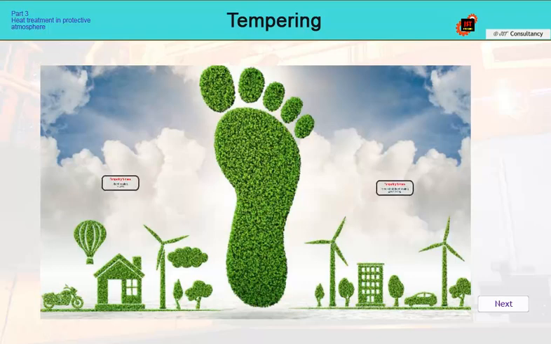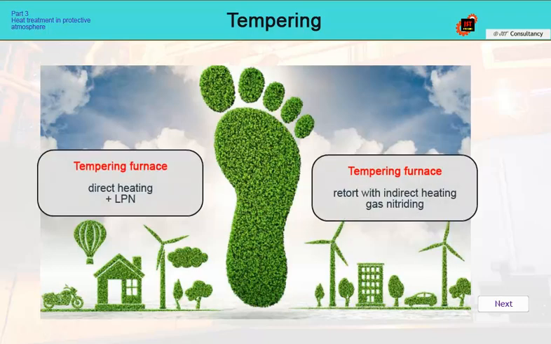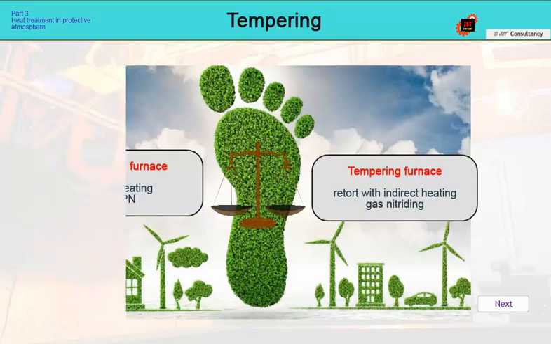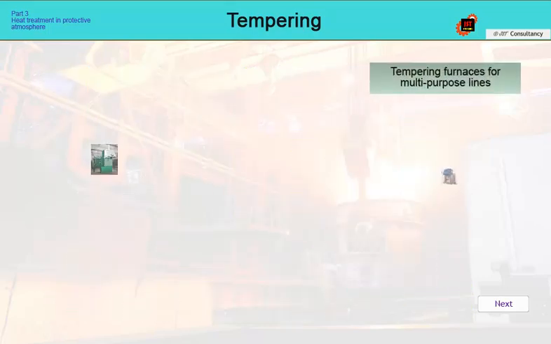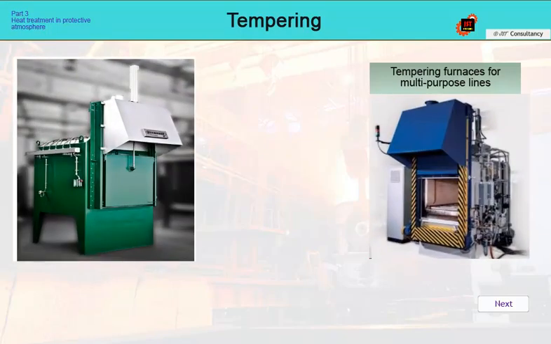If we need a furnace for combined tempering, annealing, and nitriding or nitrocarburizing processes, it is more appropriate to choose a device with low-pressure nitriding technology. We will retain the energy advantages of direct heating, and at the same time we can nitride with high quality. Another type of tempering equipment are furnaces, usually operated in a production line together with multi-purpose hardening ovens.